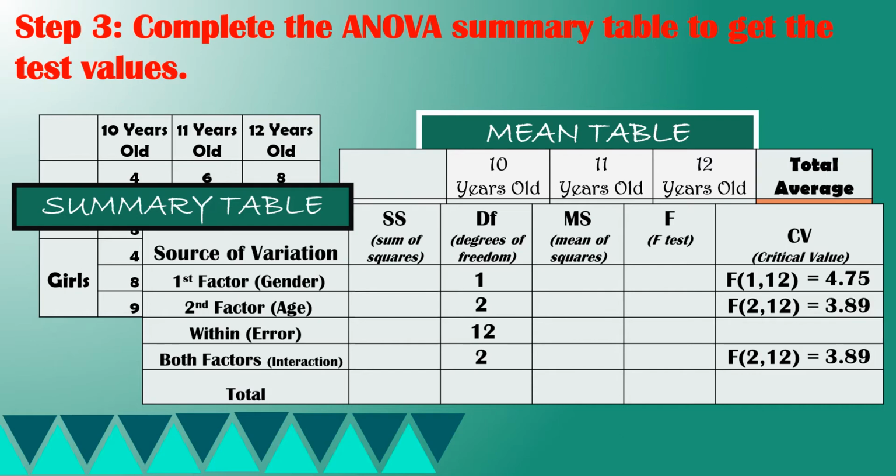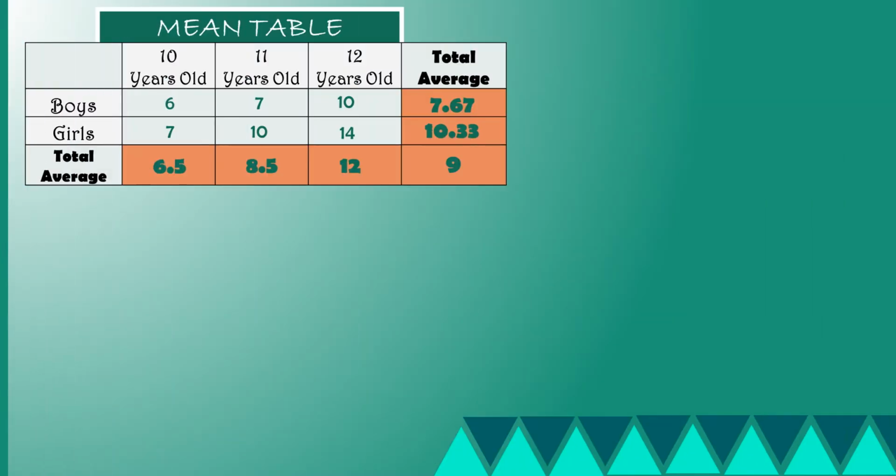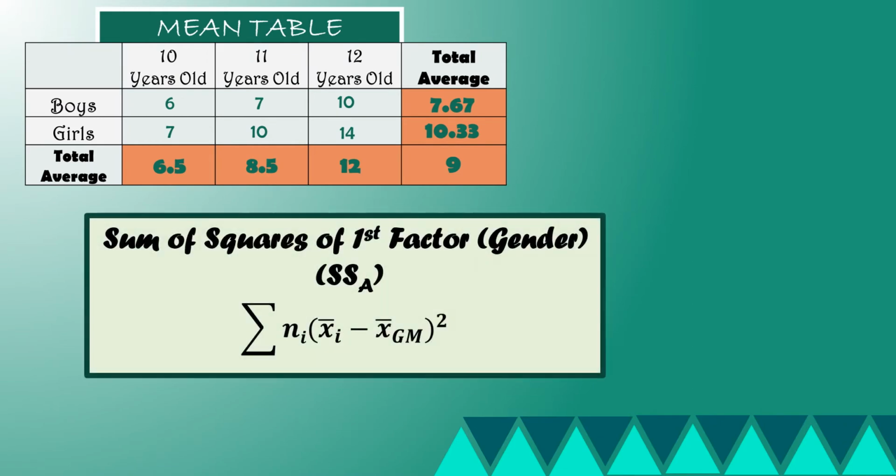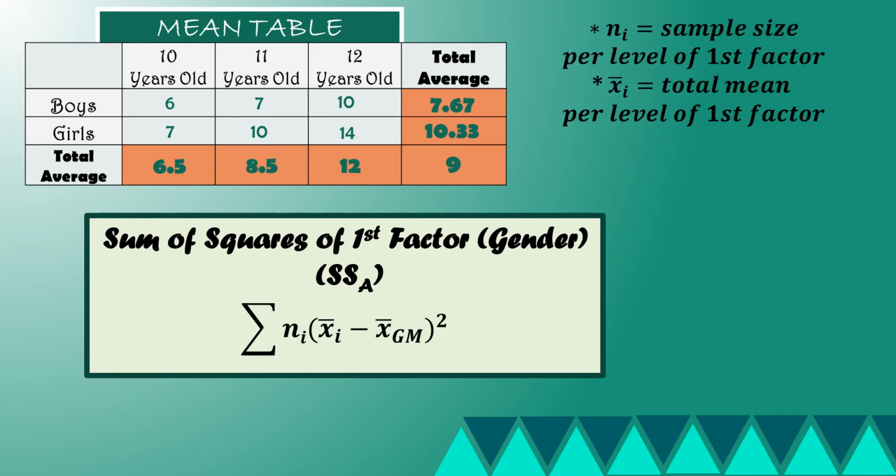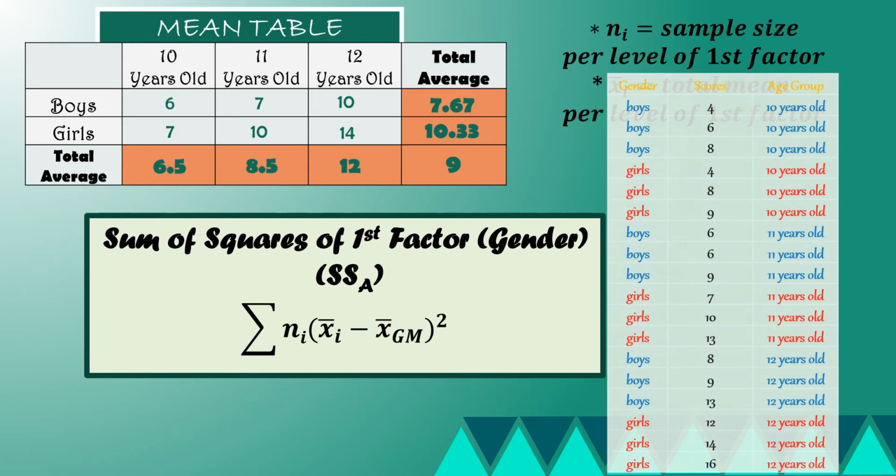Now let's complete the ANOVA summary table. Now let's solve for the sum of squares. For the sum of squares of the first factor, or gender, we have the formula: summation of n sub i multiplied by mean sub i minus the grand mean raised to the power of 2, where n sub i is the sample size per level of the first factor.